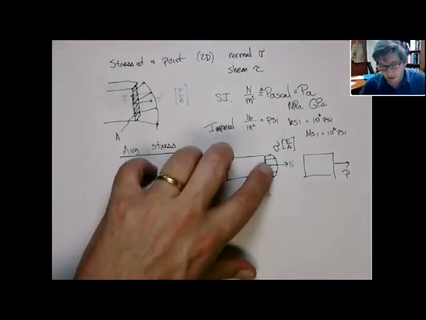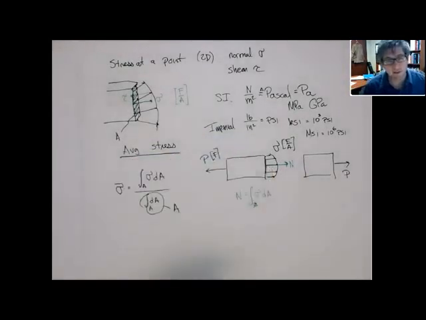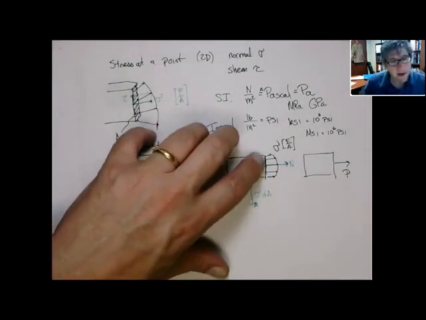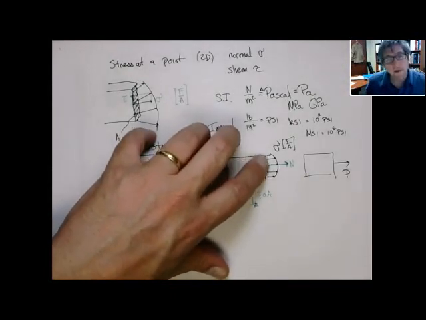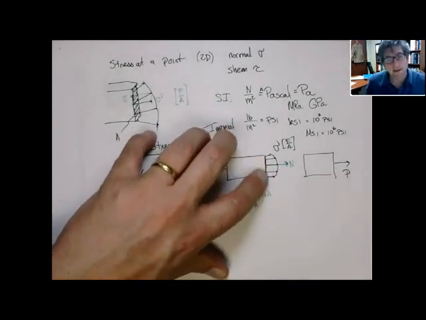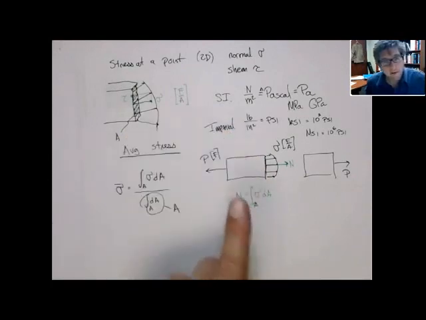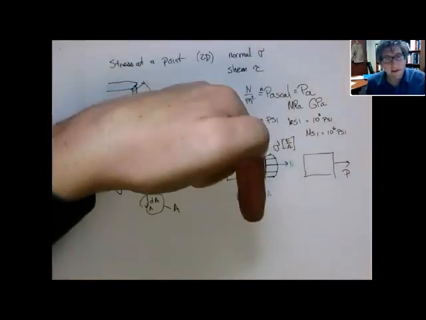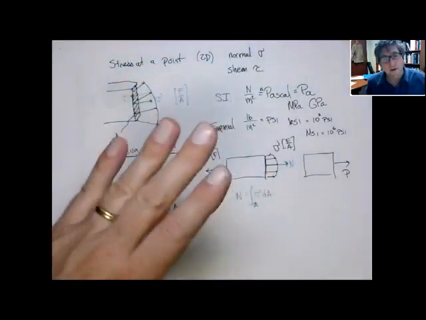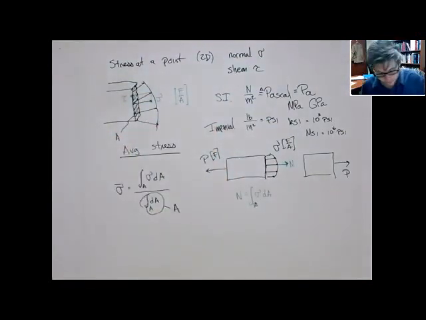So N really is a fictitious thing. The internal reaction force doesn't exist per se, but you can consider it as the combined effect of all the normal stresses acting on the surface. Similarly, V is the effect of all the shear stresses on that surface.